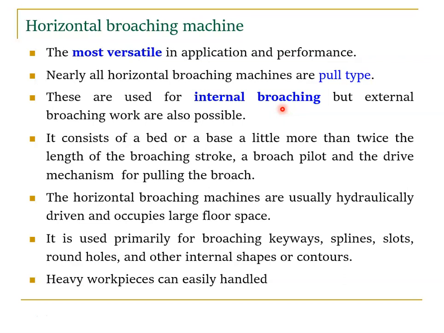So it consists of a bed, a broach pilot and the drive mechanisms for pulling the broach, right? The horizontal broaching machines are usually hydraulically driven and occupy large floor space. This is one of the limitations, right? Generally the mechanism is not an electric motor; we generally use a hydraulic drive. Hydraulic in the sense we need to use some liquids, and to store the liquid we need some storage devices, so it occupies more floor space. It is used primarily for broaching keyways, splines, slots, round holes and other internal shapes or contours. Heavy workpieces can easily be handled. This is one of the advantages of the horizontal broaching machine.